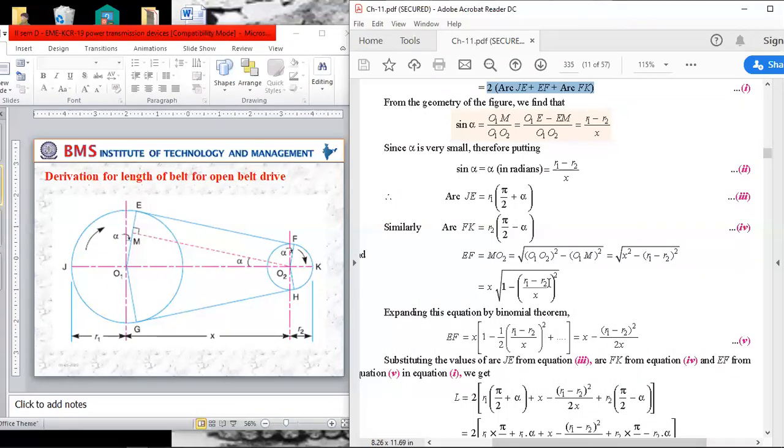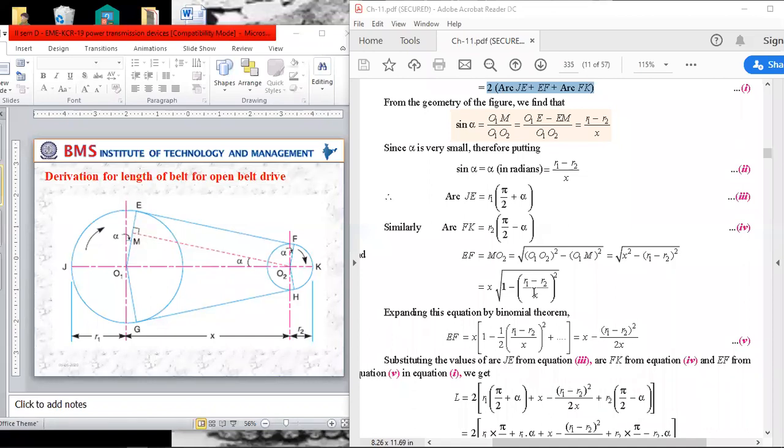And here EF is, in terms of x, x into square root of 1 minus (r1 minus r2 by x) whole square. So this equation has to be reduced by using the binomial theorem. If you look at this square root part, 1 minus, if you assume that (r1 minus r2) by x is a, then it is square root of 1 minus a square. So this 1 minus a square itself you should take as one term.